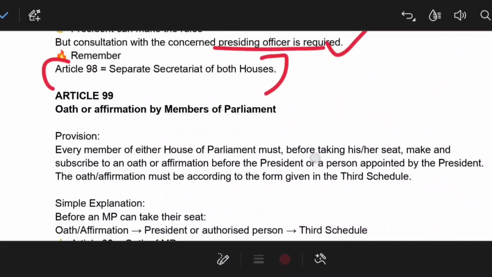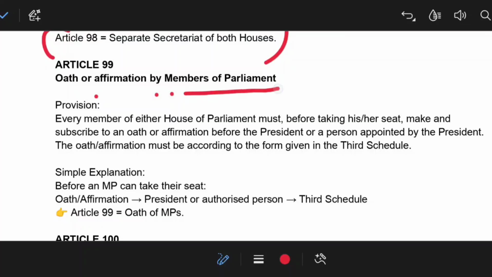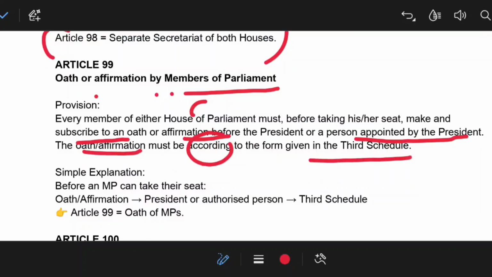Clear? Article 99, oath or affirmation by the members of Parliament. That means Article 99 is about the oath or affirmation of MPs. So every member of either house of Parliament must, before taking his or her seat, make and subscribe an oath or affirmation before the President or a person appointed by the President. The oath or affirmation must be according to the form given in the Third Schedule.